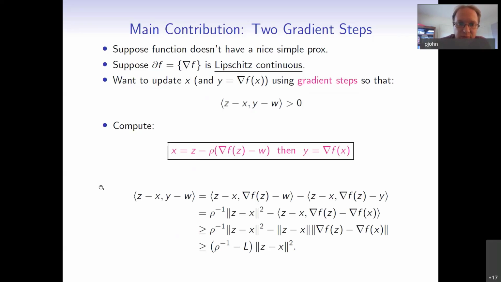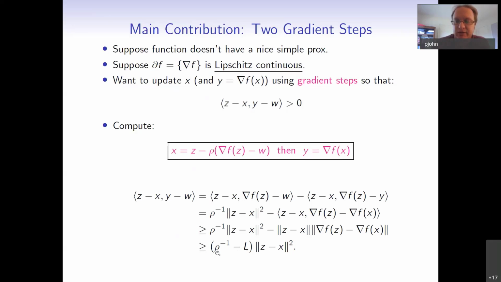Now, why does that work? Well, let's see if I can go through this quickly. You can prove that this works using Cauchy-Schwarz followed by the Lipschitz continuity of the gradient. And you'll get that this inner product is positive. You get essentially the same bound we had before, but now you have rho inverse minus L times the same term from before. So there is an extra condition that you need to pick the step size rho less than 1 over L.